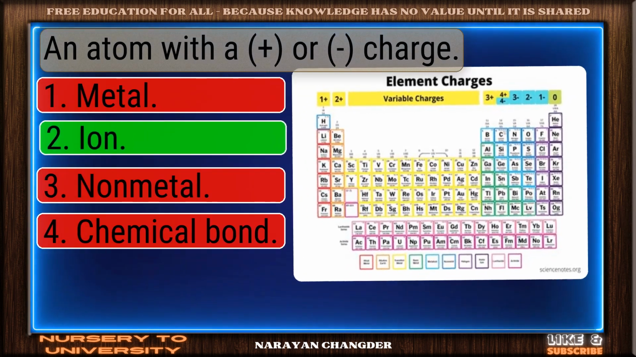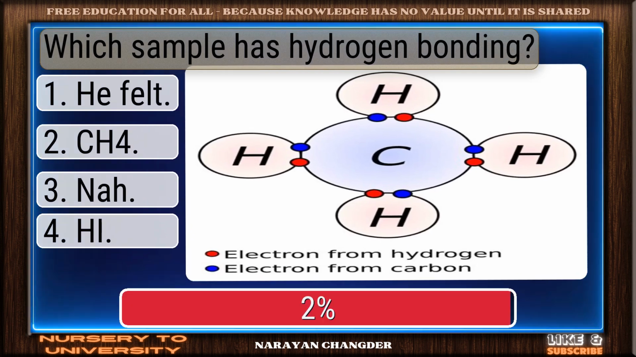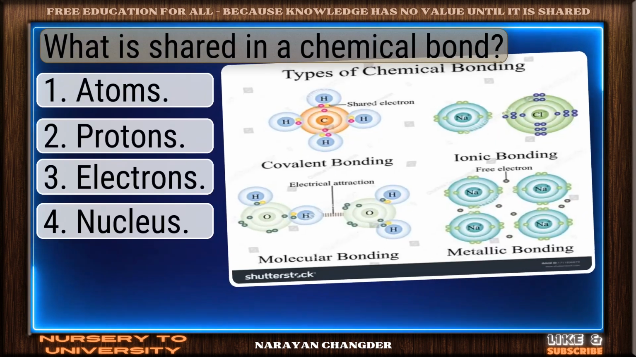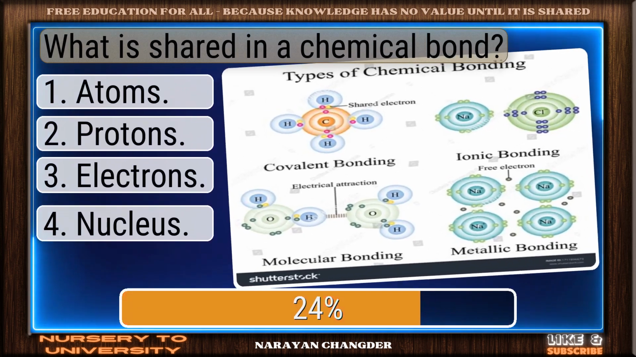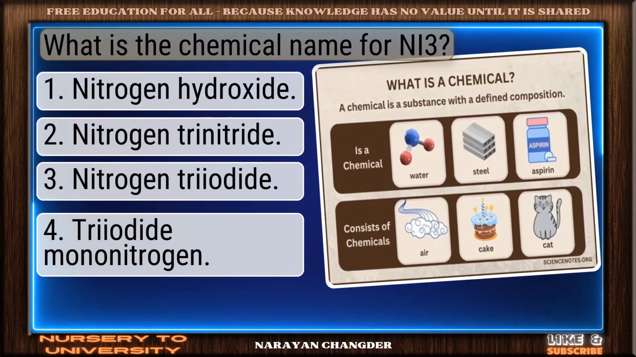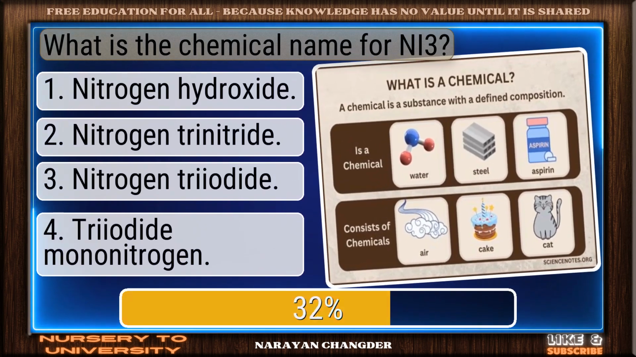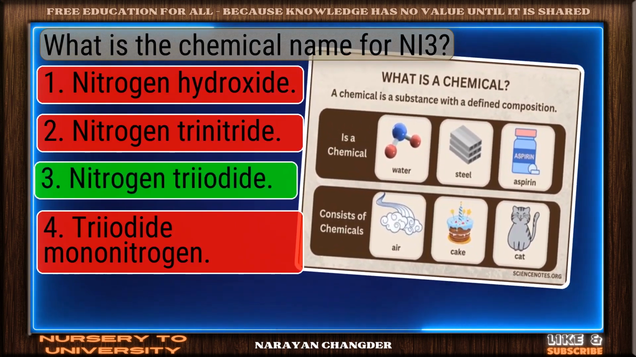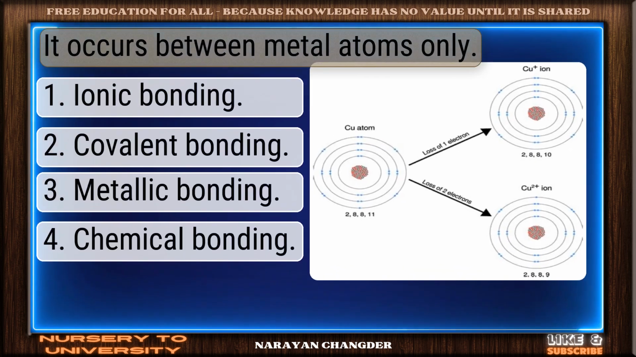Commendable response, ionic bonding. An atom with or charge. Excellent work, ion. Which sample has hydrogen bonding? Logical choice. What is shared in a chemical bond? Electrons, great work. What is the chemical name for NI3? Outstanding effort, nitrogen triiodide. It occurs between metal atoms only.